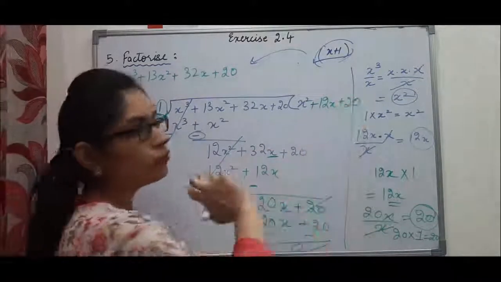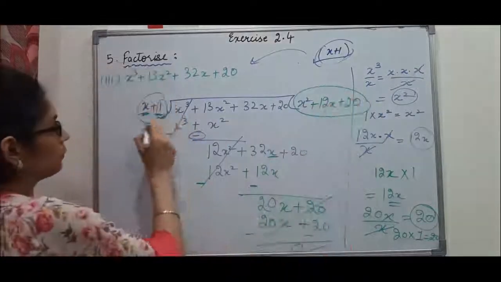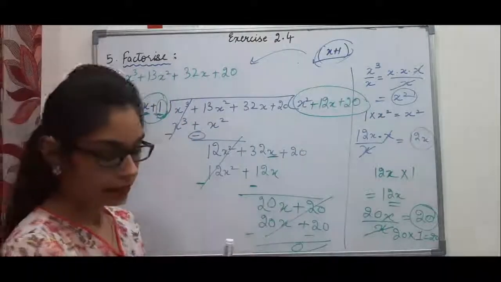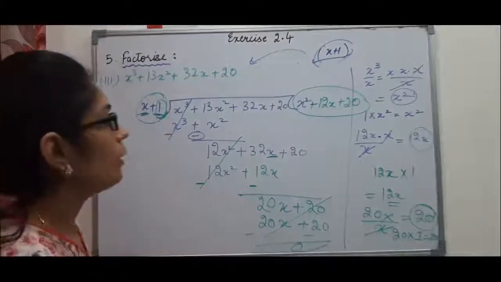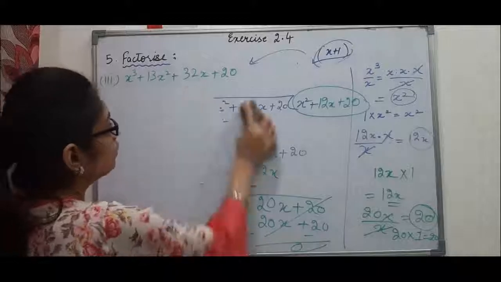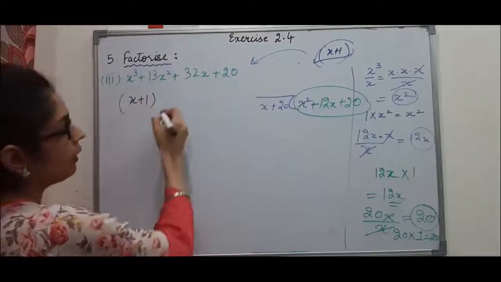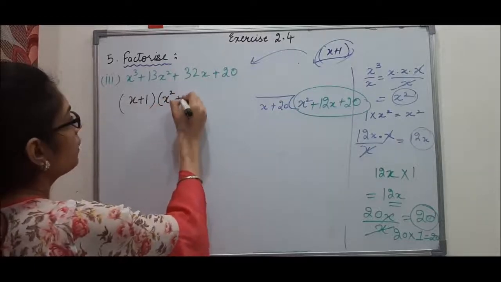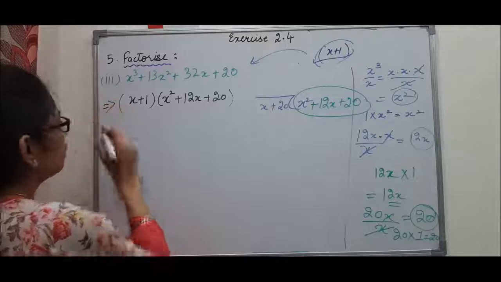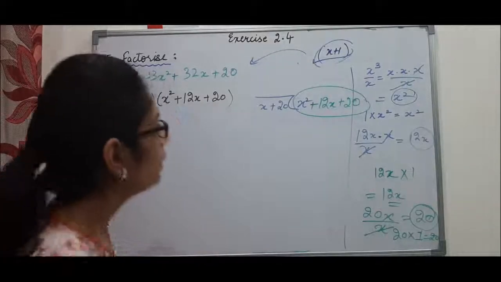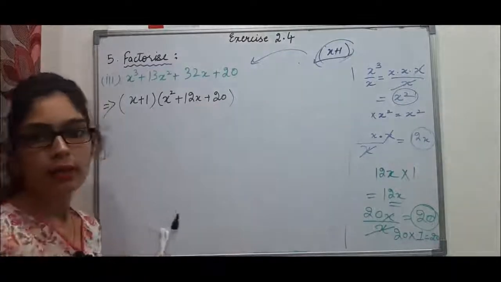So now the two things which I need are this one and this one. These are the two factors. The first one is x plus 1 and the second is x square plus 12x plus 20. These are our requirements.